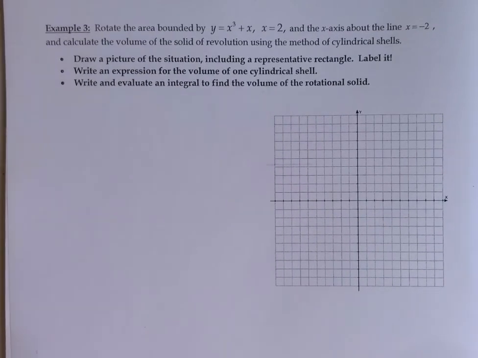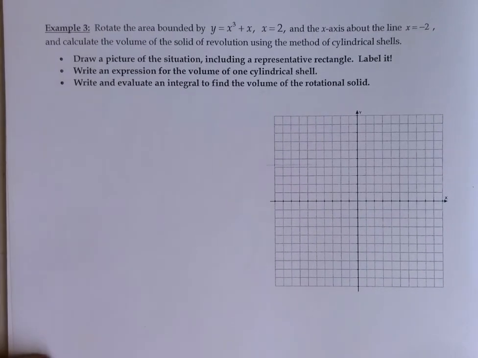In example 3, we'd like to rotate the area bounded by y equals x cubed plus x, x equals 2, and the x-axis around the line x equals negative 2. And we'll calculate the volume using the shell method. Let's go ahead and get a graph of this first.